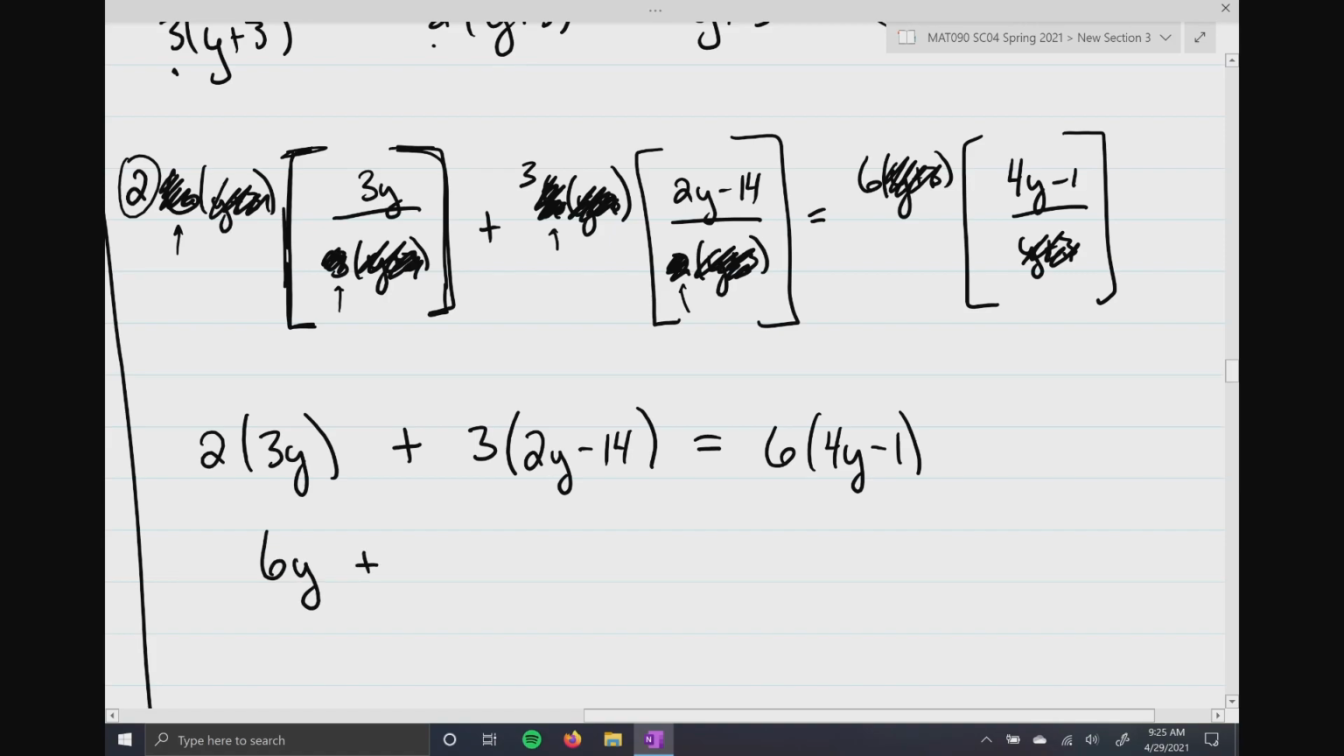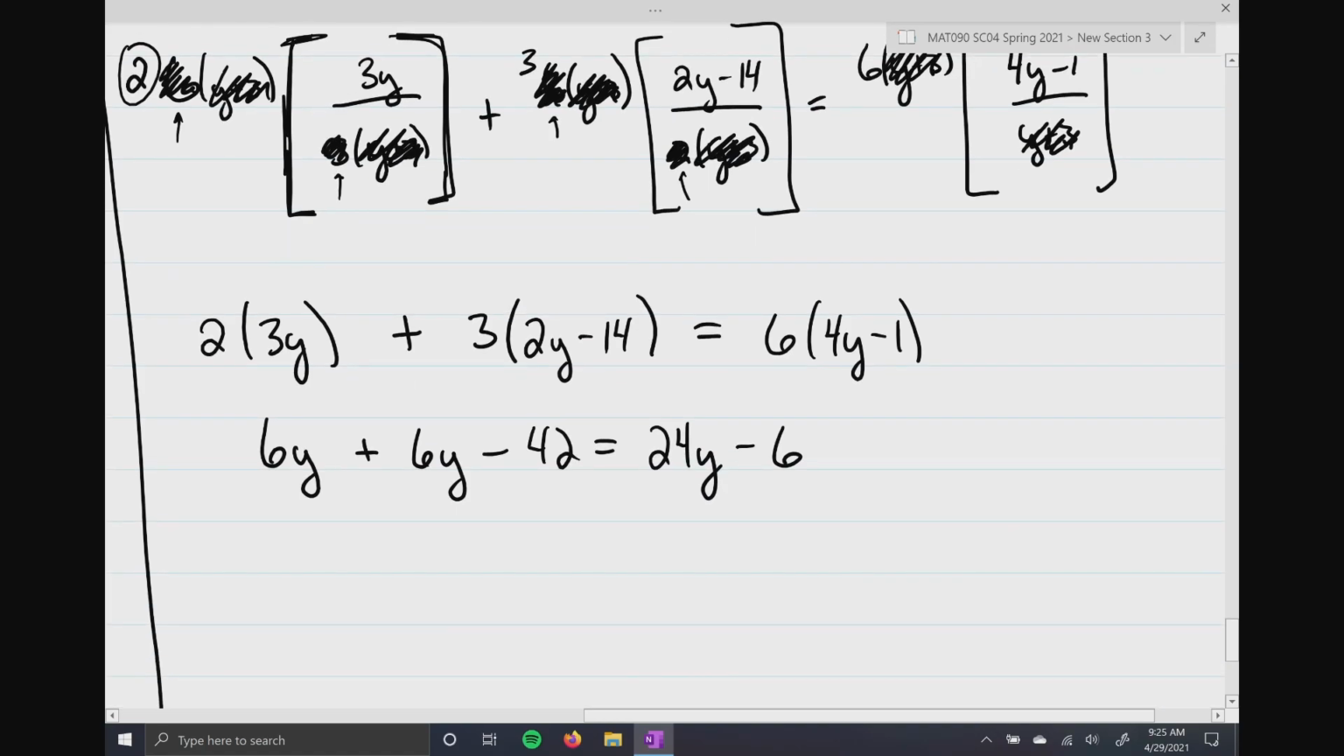3 times 2y is going to be 6y minus 3 times 14, and please excuse my dear Aunt Sally, because I'm just going to use my calculator for that just to make sure I get it right. But it's 42, equals 6 times 4 is 24y, and then 6 times negative 1 is minus 6. So from here, I group all the like terms on the left side. Well, that's going to be 6y plus 6y, which is 12y, minus 42 equals. I group all the like terms on the right. There's nothing I can do.